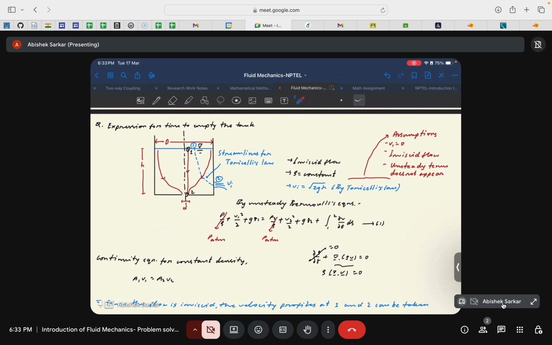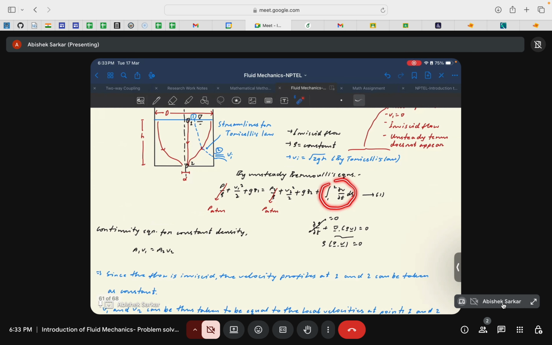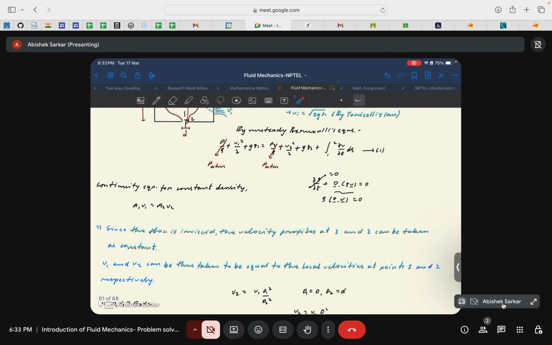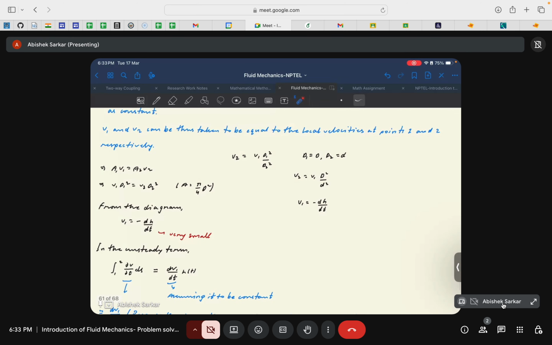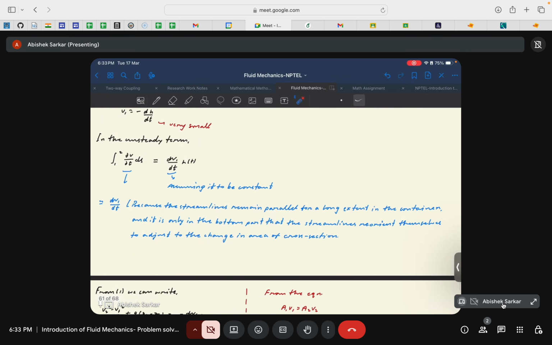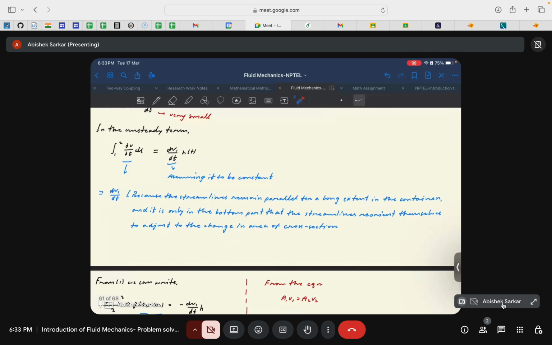Now comes the approximating term, that is, how to approximate this term. We thoroughly discussed in the previous problem solving session that this term is basically integrated along a streamline, of length s, over the element ds. So you know that the variation is considered along a streamline.